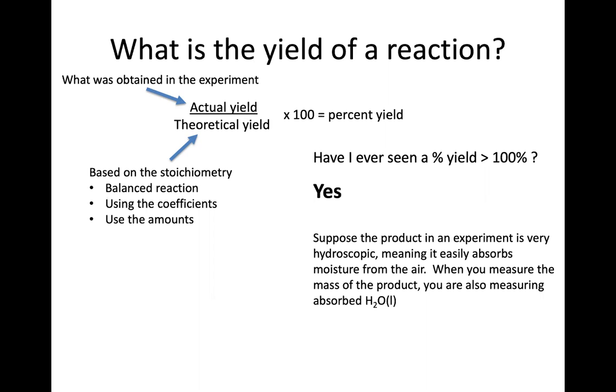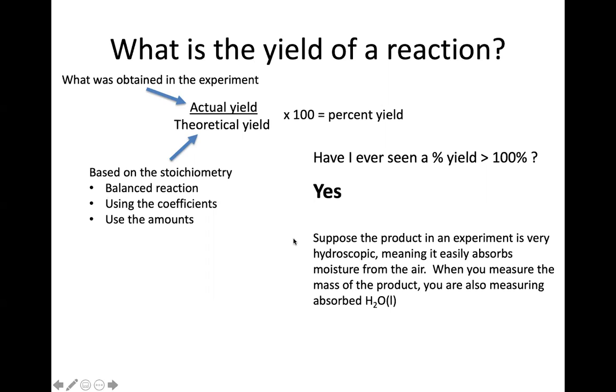There are different ways you can get around this in the lab. You could run it under very dry conditions, or maybe you dry the sample. But notice the actual yield is what you obtained in the experiment. You're not going to magically create something, but based on the experiment itself, it could exceed the theoretical value. And this is the most common example why, because other substances are being weighed as well.